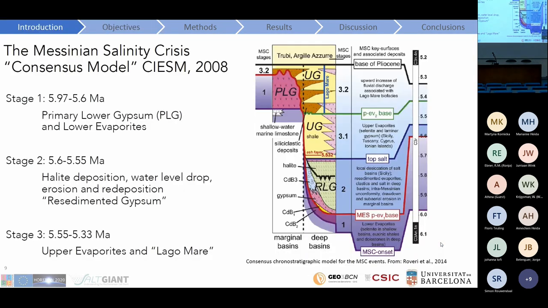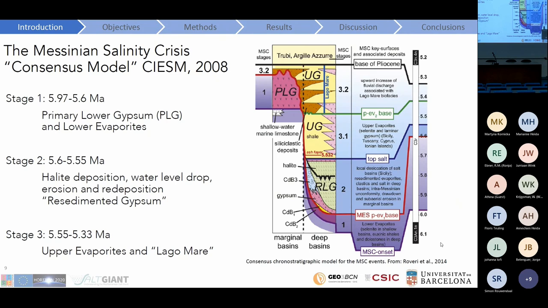So, and then we have stage three, which lasted about 220,000 years, during which we have the deposition of the upper evaporites, which are again dominated by gypsum, so relatively lower salinity than the halite underneath. And also, what we see in this stage is the deposition of Lago-Mare deposits, which have a brackish geochemical signal. And it contains also fossils derived from the Paratethys Basin, which was located to the east of the Mediterranean, with a large inland lake. And the more dominant presence of these brackish water deposits suggests that during this stage, the impact of the fresh water into the Mediterranean was more important.